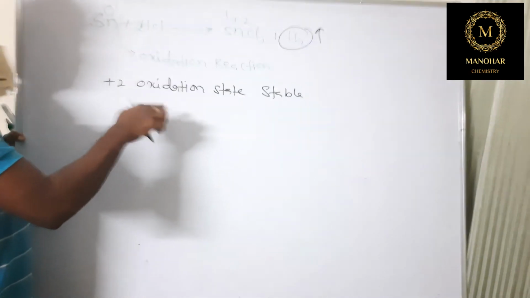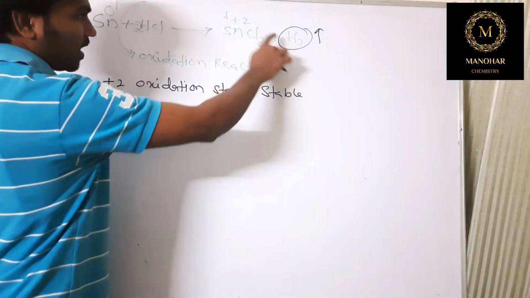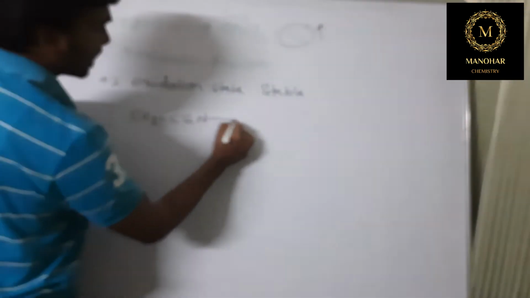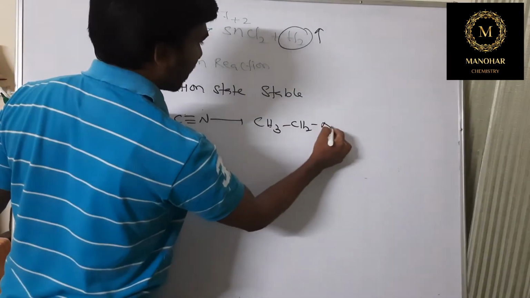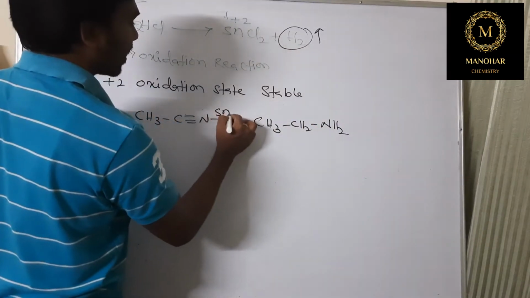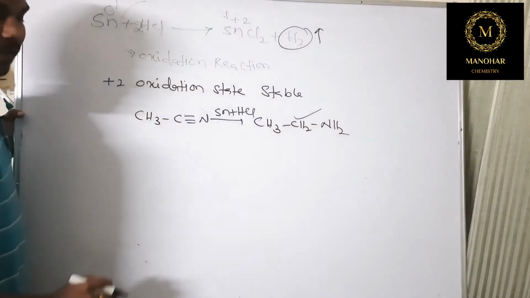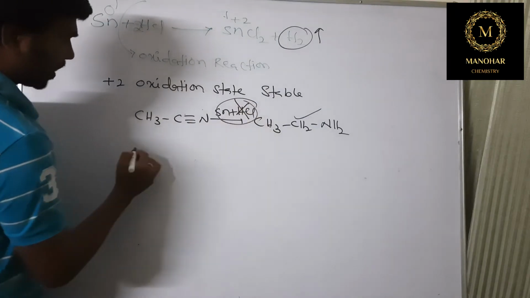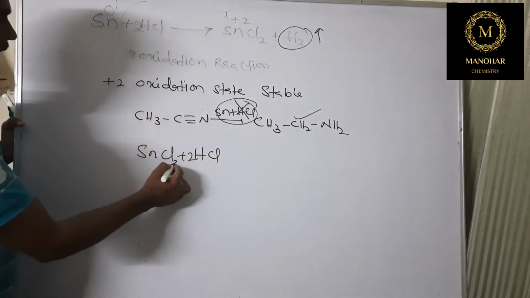For nascent hydrogen, reactivity will be more. If we are taking tin and HCl in the Stephen reaction, it is going to release this nascent hydrogen, and that nascent hydrogen reactivity will be more. So if I am taking CH3 C triple bond N, this methyl cyanide will be converted to ethylamine easily. So that's why we are not taking tin and HCl. To avoid that, instead of this, I am taking SnCl2 and HCl.